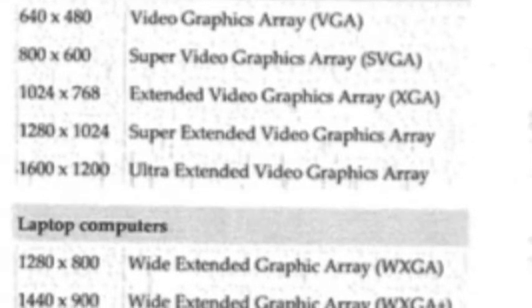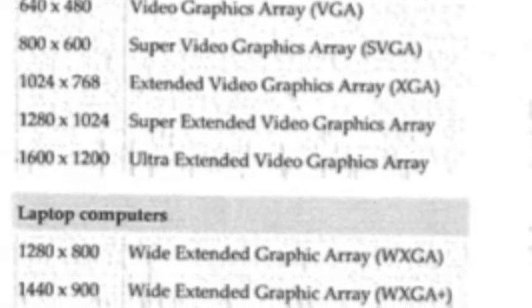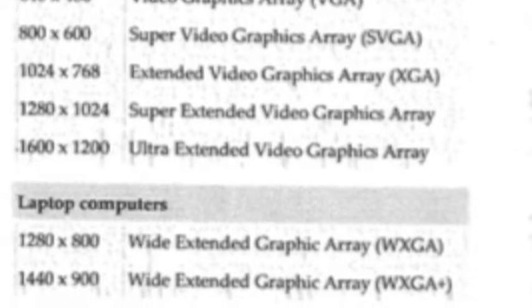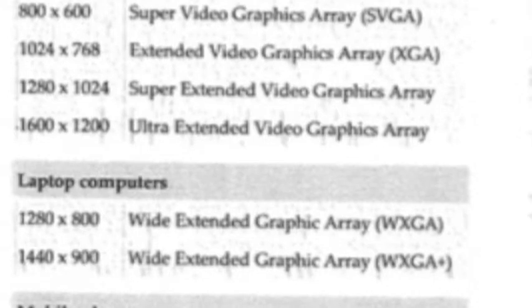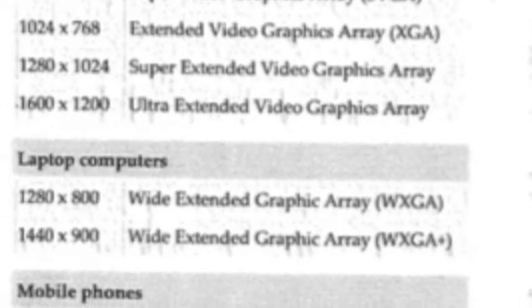There are 2 standard graphics modes for laptop computers. They are both labeled the same, which is Wide Extended Graphics Array, except one has a plus next to it, which means it's a little bit bigger. The first one is 1280 by 800, and the next one is 1400 by 900.